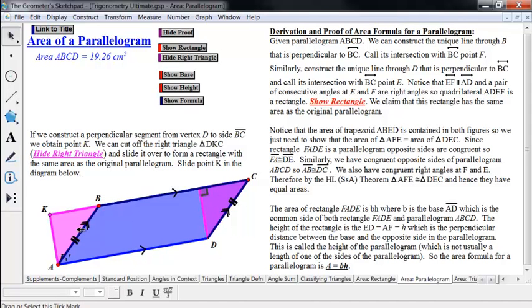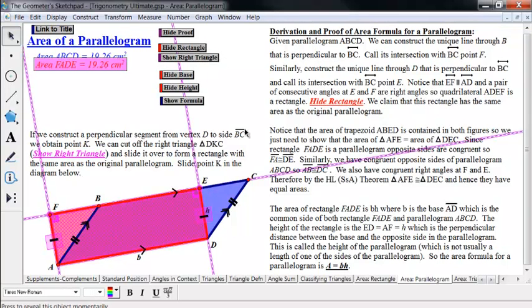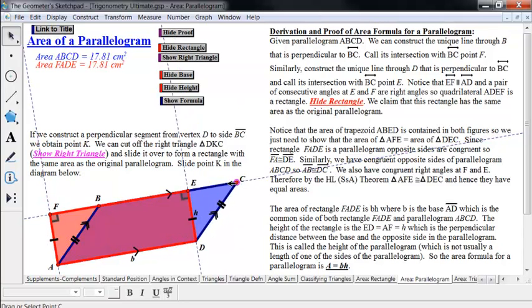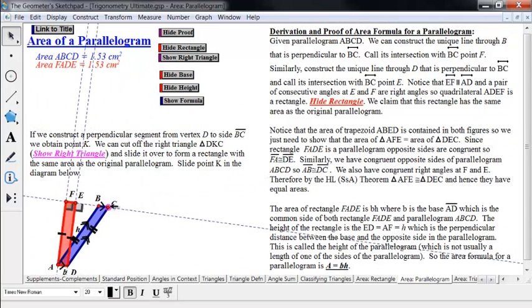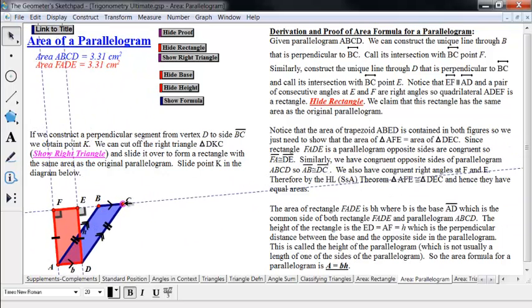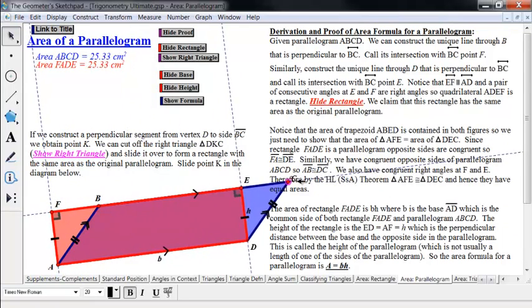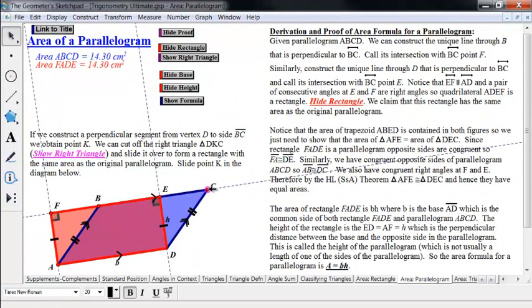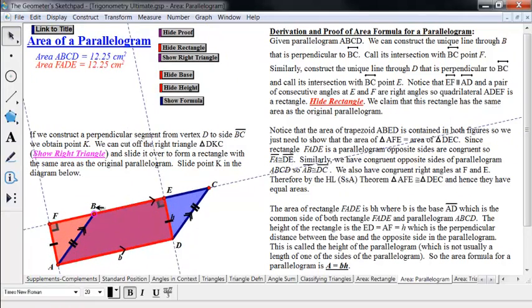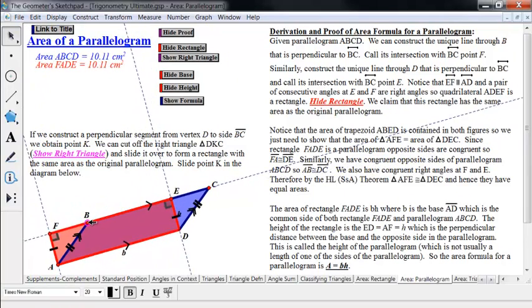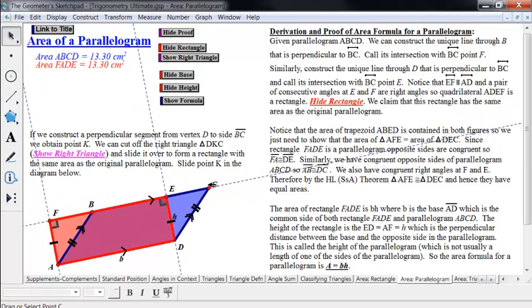So if we just cut this off and move it over here, we get the same thing. So this must have the same area as the rectangle. Let's hide the triangles now, and let's show the rectangle that I'm talking about. If you take that rectangle, it has the same area. And it really doesn't matter what I do with this parallelogram. It might look like this, for example, or it might look like this one here. I can change its size and shape. But wherever it is, there's always a rectangle that has the same area.